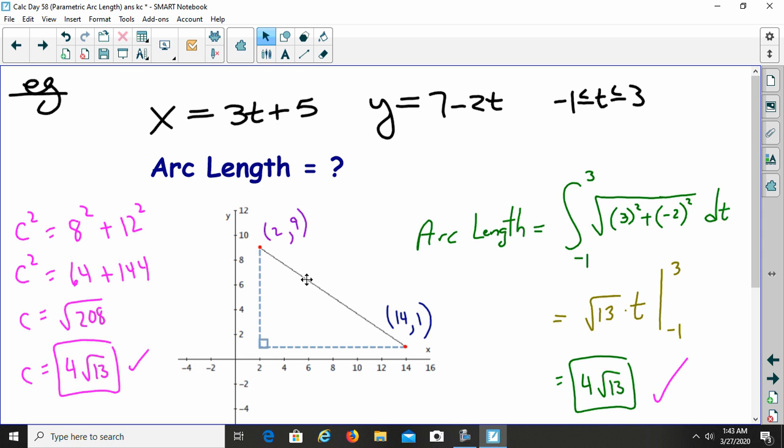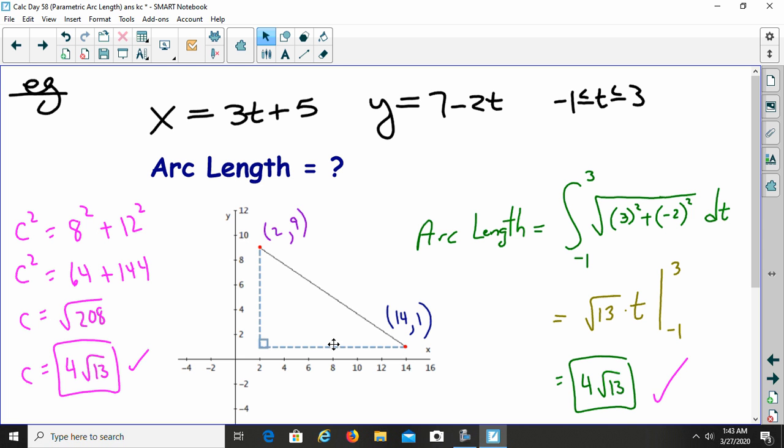Well, when you look at the graph, you'll notice that these parametric equations form a linear graph. If I plug -1 in for t in both the x and the y equation, I'll get the ordered pair (2, 9). And if I plug 3 in for the t's, I'll get (14, 1).